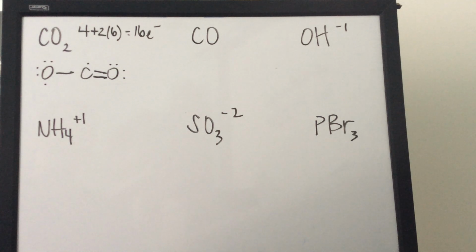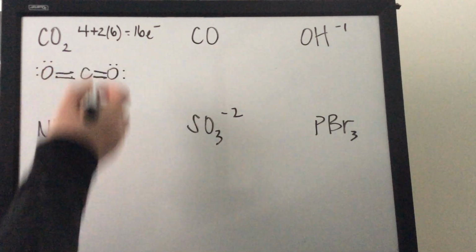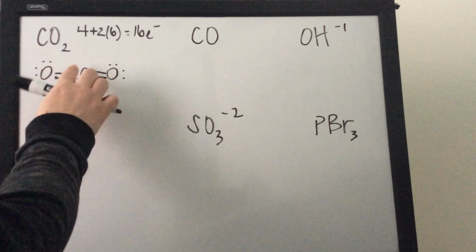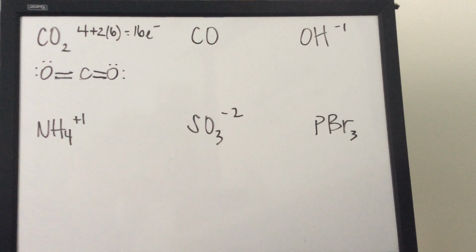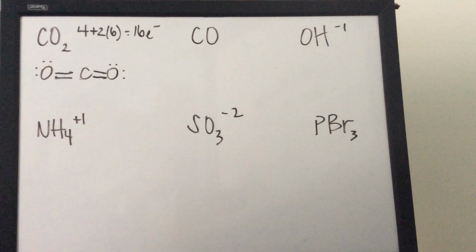But the middle carbon only has 7. 1, 2, 3, 4, 5, 6, 7. Same for this oxygen over here, it only has 7. So I'm going to take this electron and form a double bond there, giving everybody an octet. And of course I want to verify that I have 16 electrons. 2, 4, 6, 8, 10, 12, 14, 16. So there's my Lewis structure for CO2: 2 double bonds. Remember, we're always checking for octets for everybody except for hydrogen, who's always satisfied with 2 electrons.